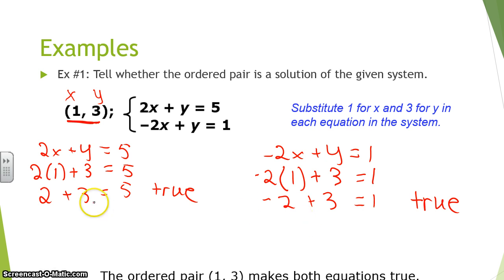So to solve this, this is your first step, solving by substitution. My final answer here says whether the ordered pair makes the equations true and whether it's a solution to the system.